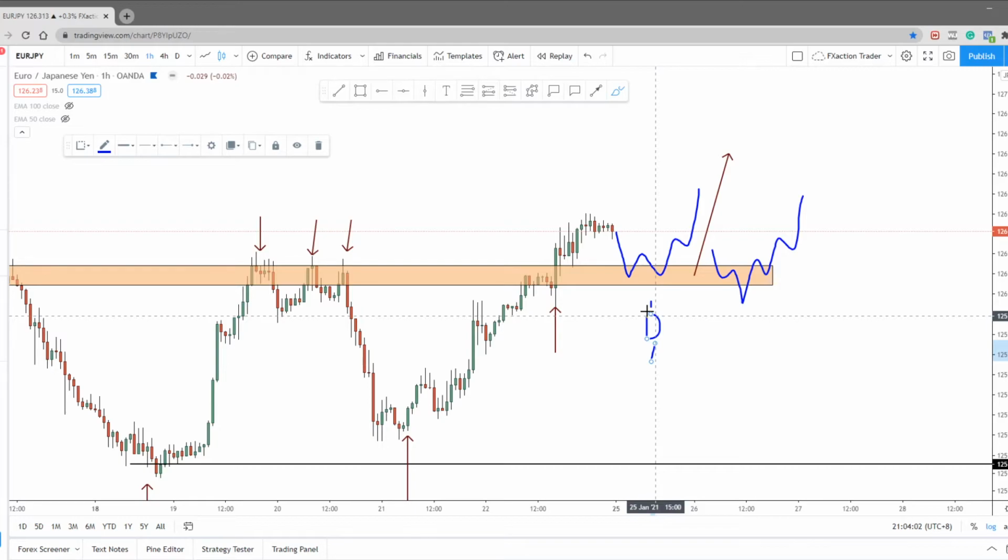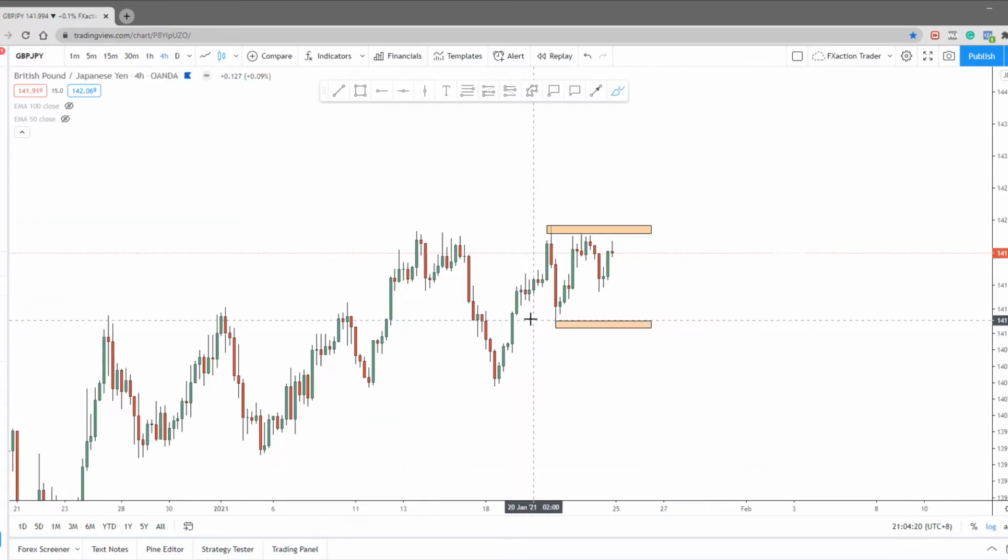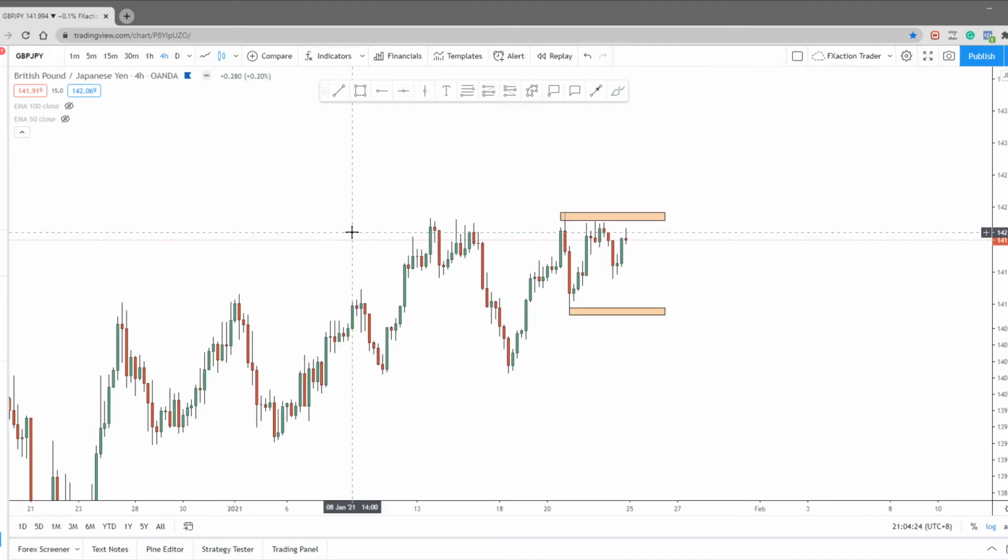All right, I hope that this is clear, and let us have a look at the pound yen. On pound yen, last week I believe most of us have already observed the strength of the pound, and most of the pound pairs heading upwards. But this trade is a bit tricky for me this week.